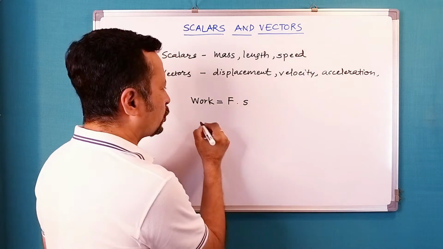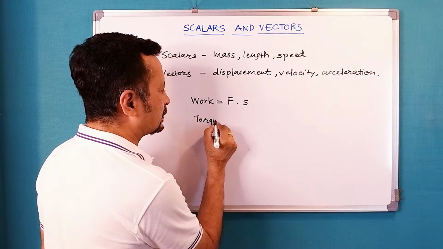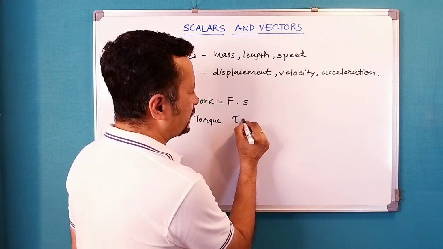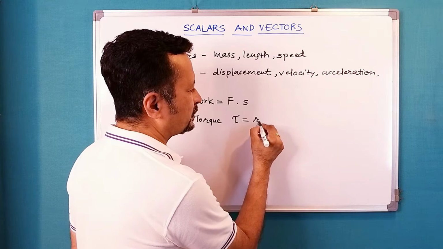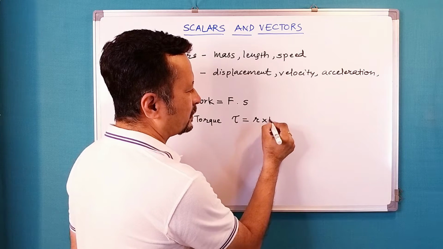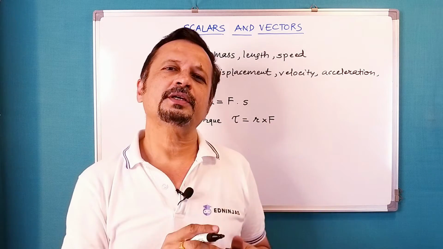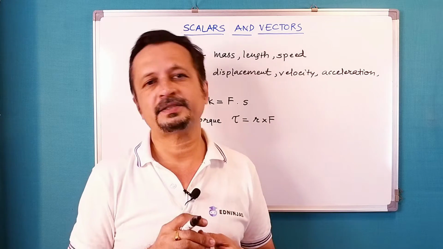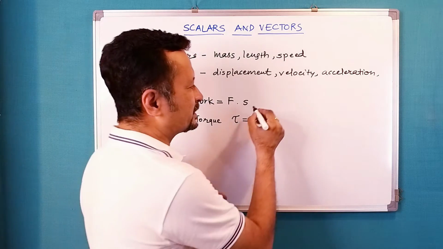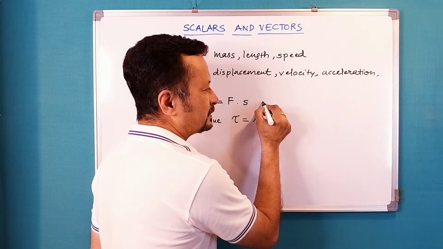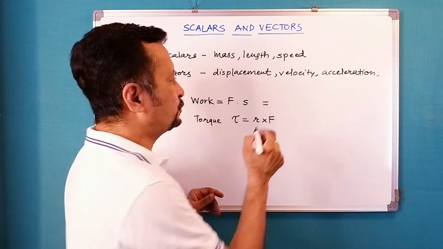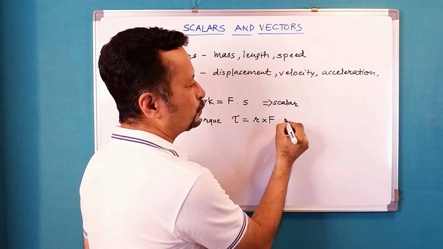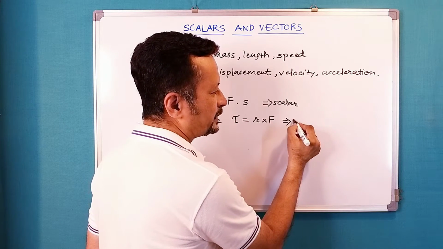Or then torque, or moment of force, I denote it by tau, the Greek alphabet tau, that would be equal to the position vector multiplied by the force. This torque is also called the turning effect of force. So how much turning a force can produce, that is given by torque. So these are two examples. Two vectors multiply and you get a scalar, and here two vectors multiply each other and you get a vector quantity.